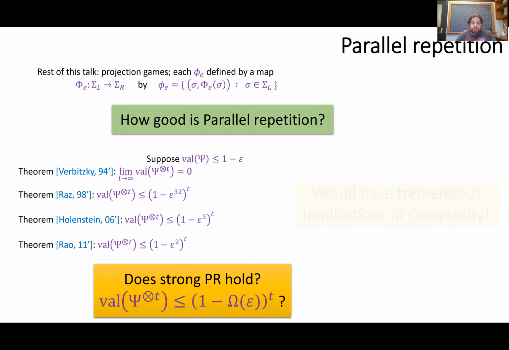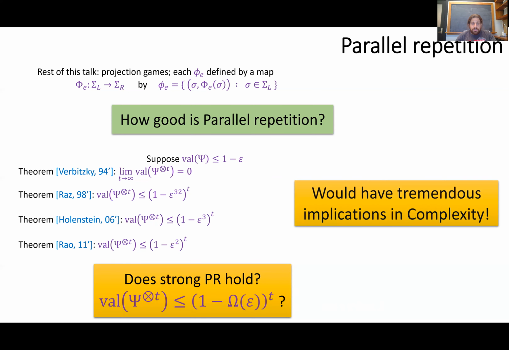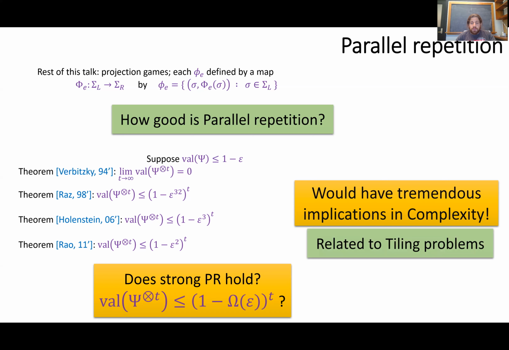And the main reason for that is if we manage to prove any such strengthening of parallel repetition, it would be really very, very nice in terms of complexity theoretic applications. So I'm going to soon describe these applications, but this is what strong parallel repetition is mostly about. Good. And we'll also see later on in this talk that this type of question is related to very interesting geometric problems about tilings of Euclidean space.